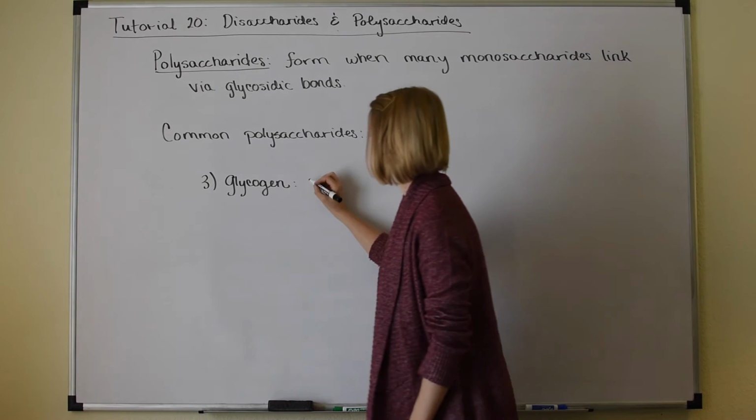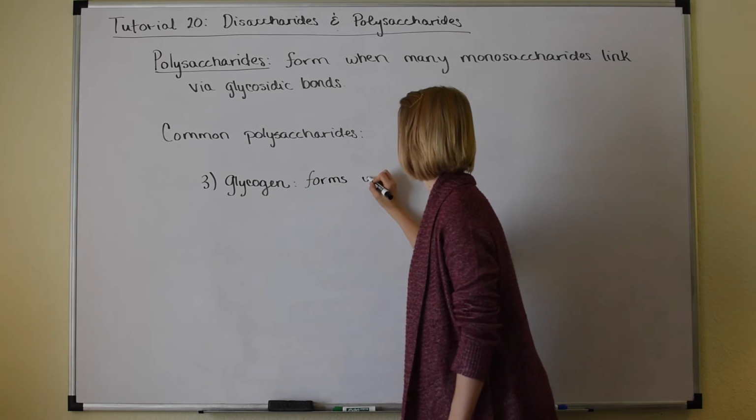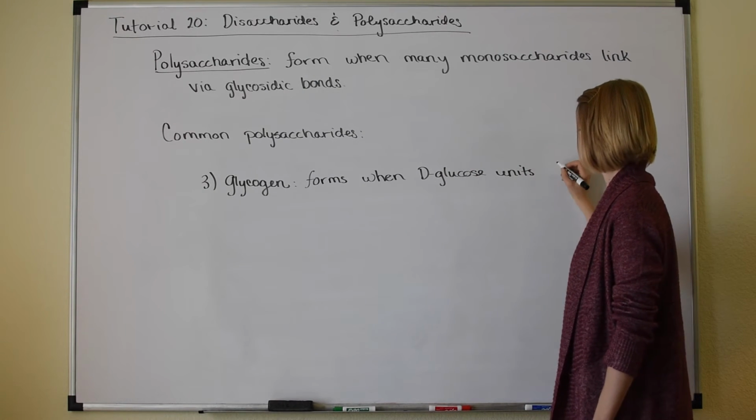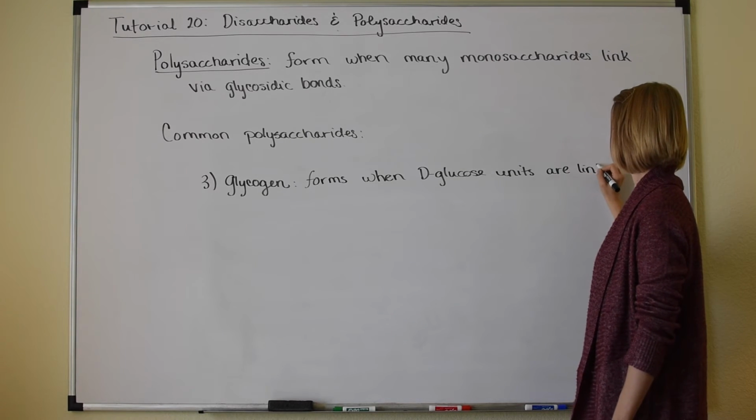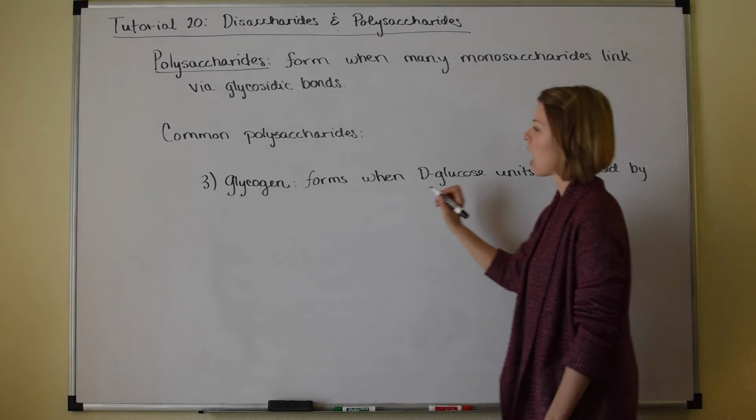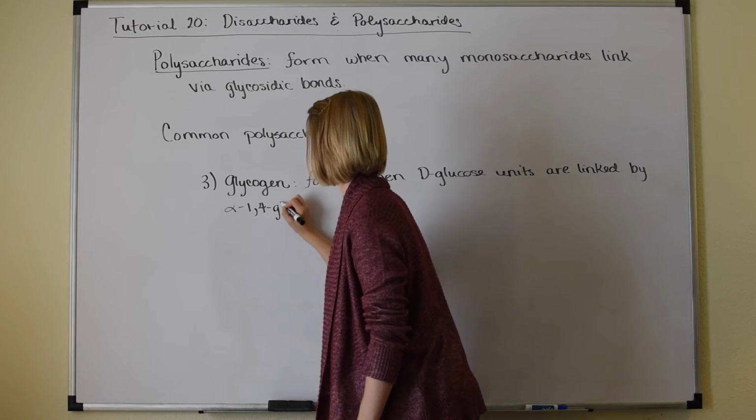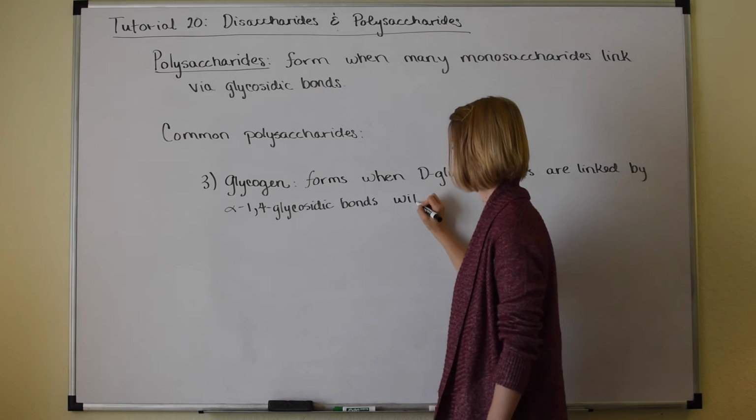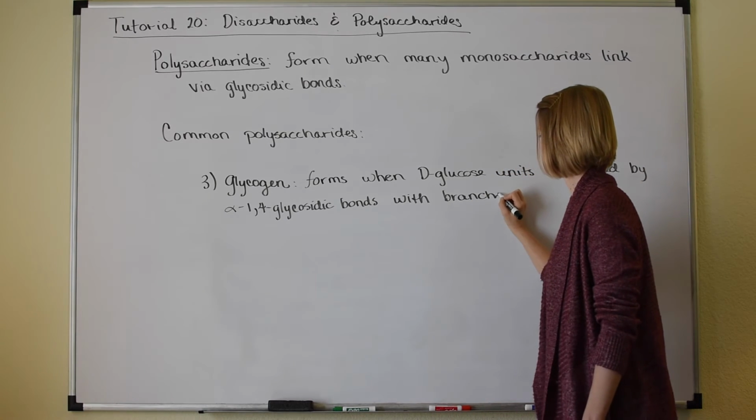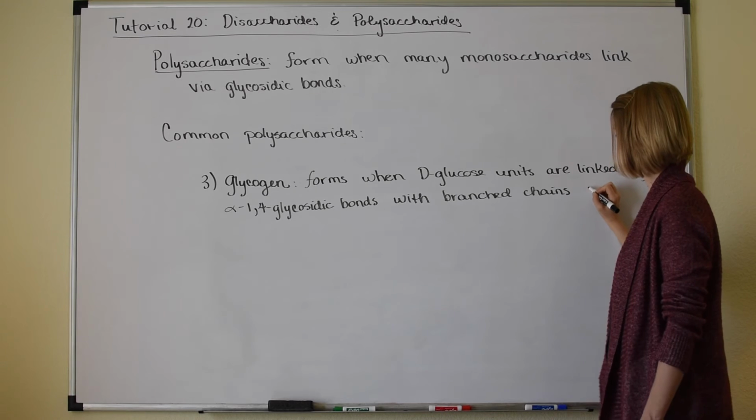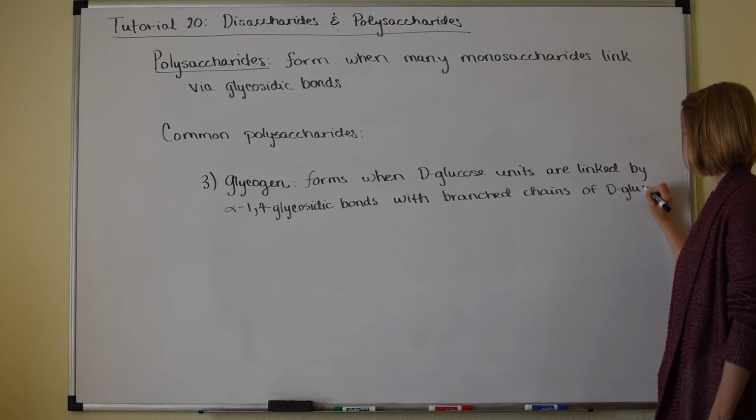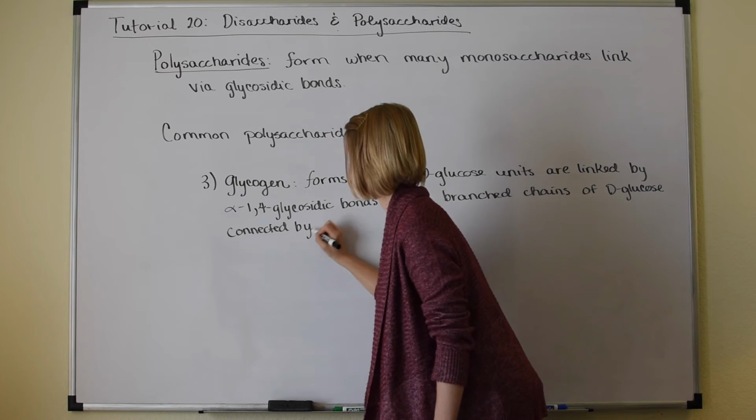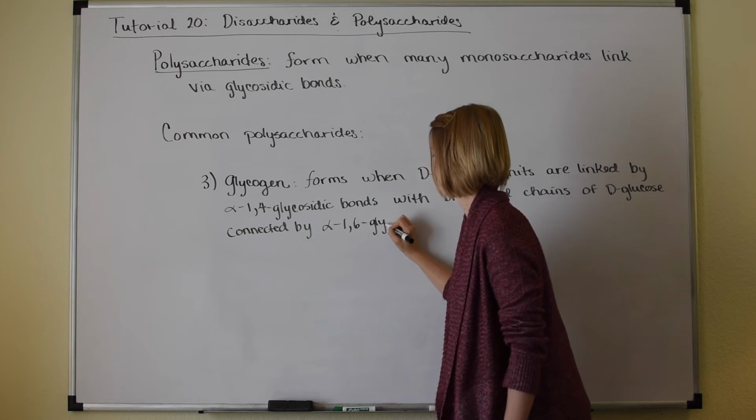So let's write that description up here. Glycogen forms when D-glucose units are linked by alpha 1,4 glycosidic bonds with branched chains of D-glucose connected by alpha 1,6 glycosidic bonds.